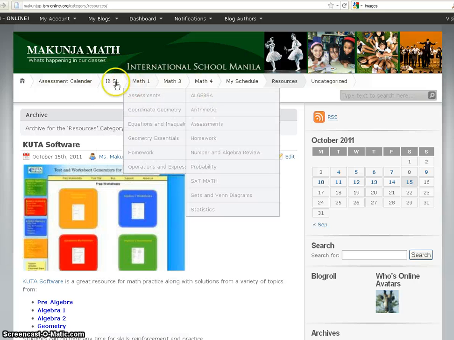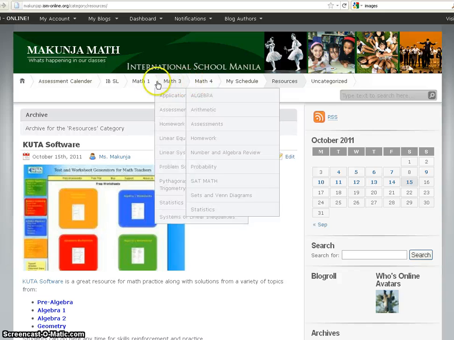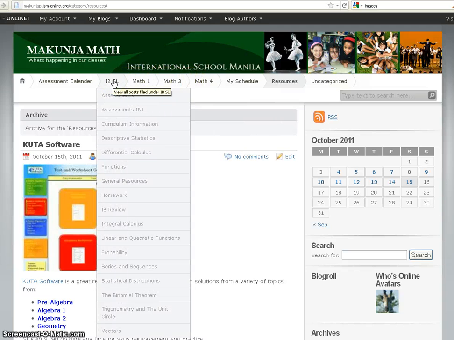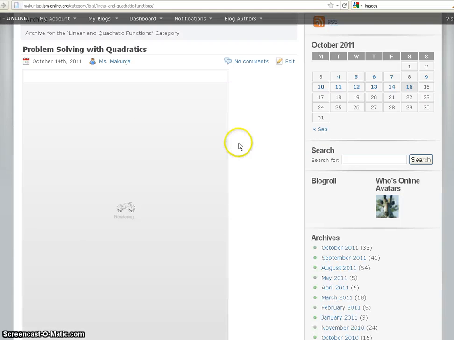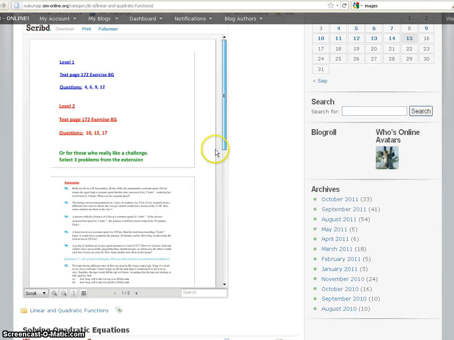Alright, now let's go and have a look at our units up here. Each of these represent the classes I've got. So let's say I go to one of my units in standard level mathematics. Let's go to linear and quadratic functions. So what we've got here, you've got all the posts that are relevant to this work. So you'll see any questions. Here's just the practice. You'll notice I've got level 1 and level 2.